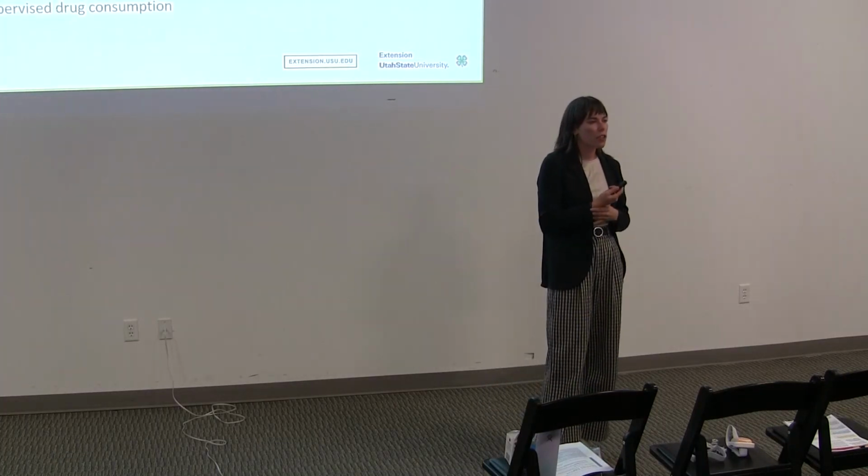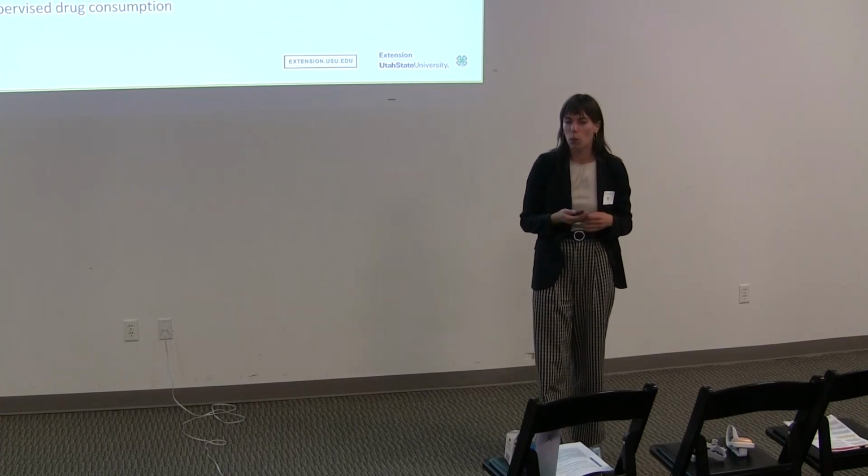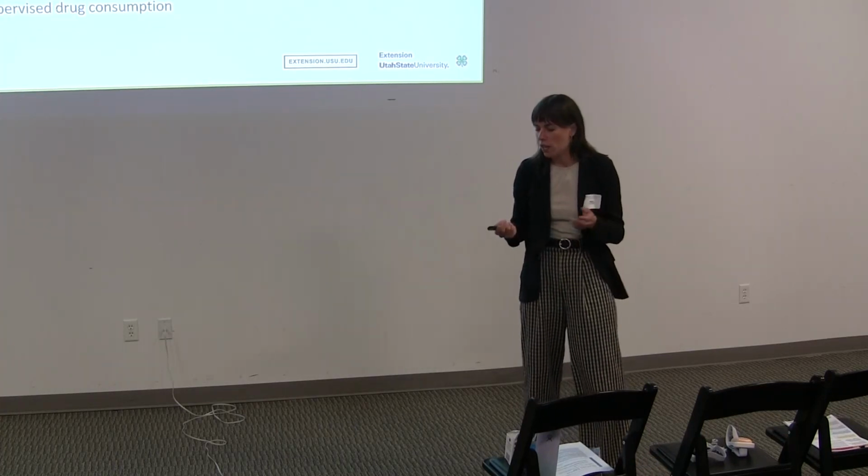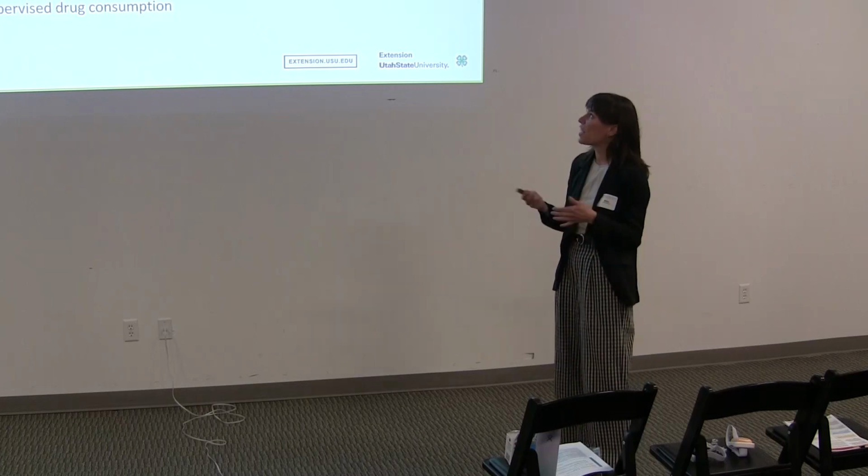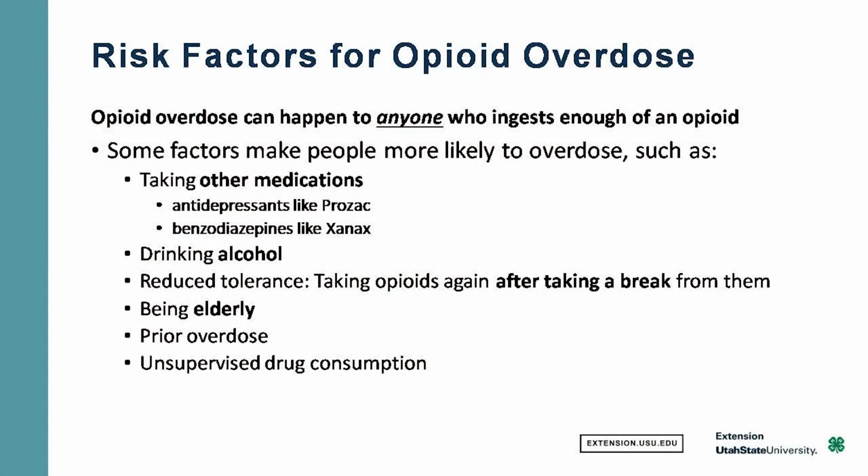So there are some risk factors that make it more likely that someone will experience an overdose. The first one is taking other medications, and specifically other depressants. If you're taking 2 medications that are slowing down your breathing, you're more likely to have an overdose. Some examples are here, like antidepressants like Prozac, or benzodiazepines like Xanax, but also alcohol, because alcohol is also a depressant. So when you're mixing opioids with alcohol, you're at a higher risk to experience an overdose.